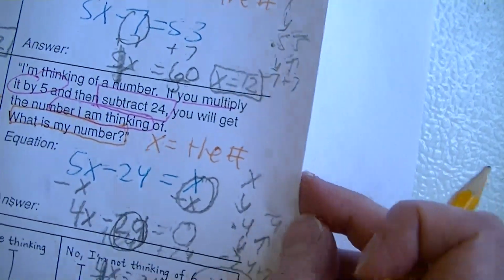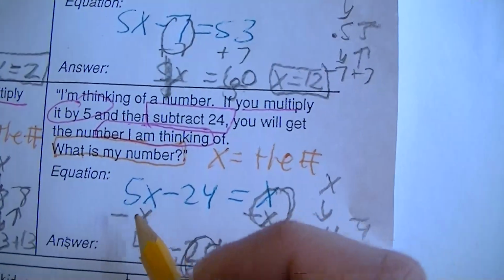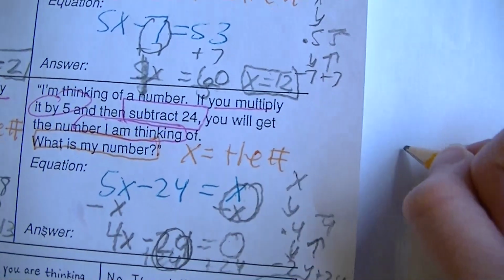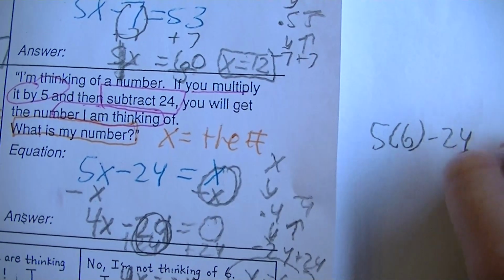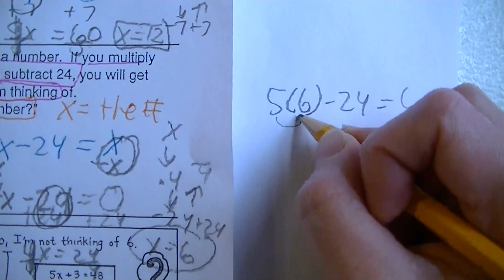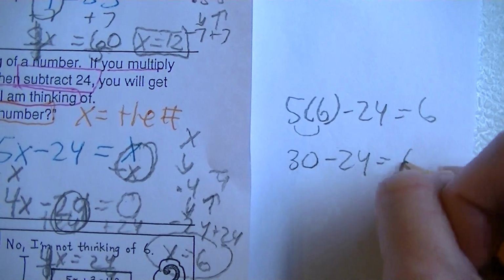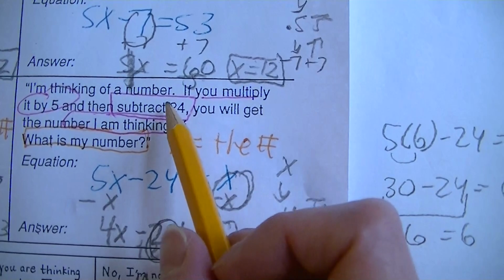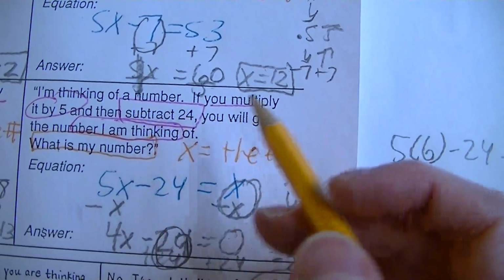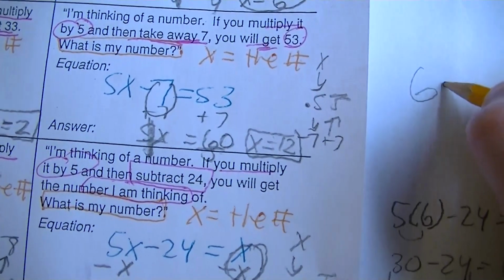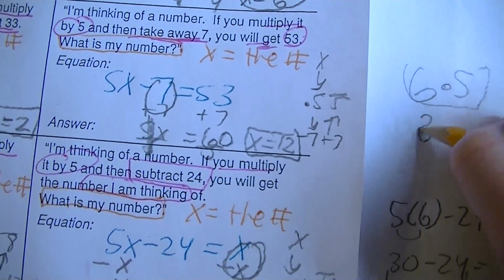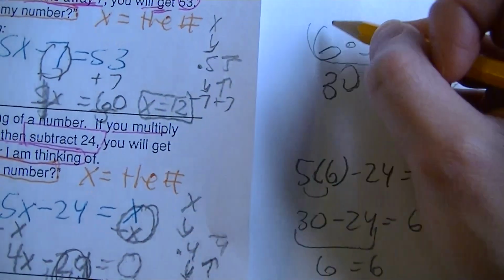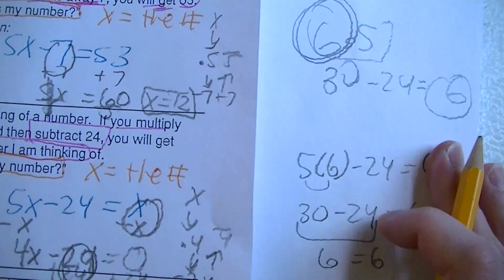I'm actually going to show you why that one works right now. So I'm going to substitute my value of 6 in there. So 5 times 6 minus 24 should equal 6. 5 times 6 is 30, minus 24 should equal 6. 30 minus 24 is 6, so 6 equals 6. Another thing is if you're thinking of a number, and it was 6, if you multiplied it by 5, you get 30, and then subtract 24, you're going to get the number I'm thinking about. Well, wasn't the original number 6? Yep, so it works out.